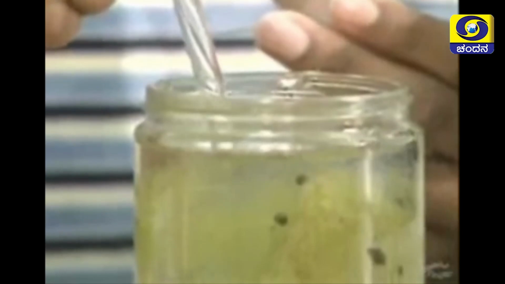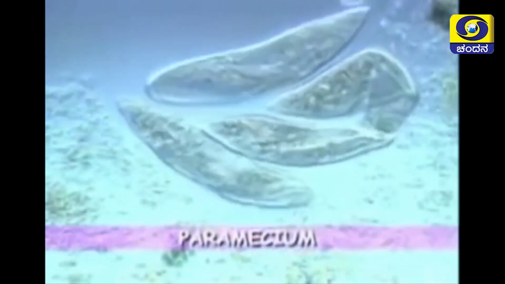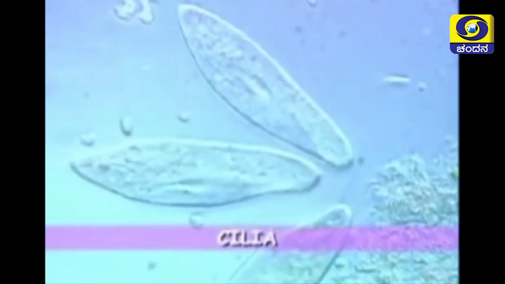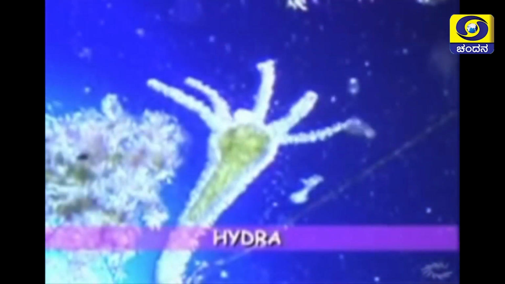Collect a water sample from the pond available to you and place a drop of water on a clean slide. Observe the slide under the magnifying instrument called the microscope, where you can observe microorganisms like protozoans, amoeba, paramecia, ciliates, planaria, and hydra, etc.